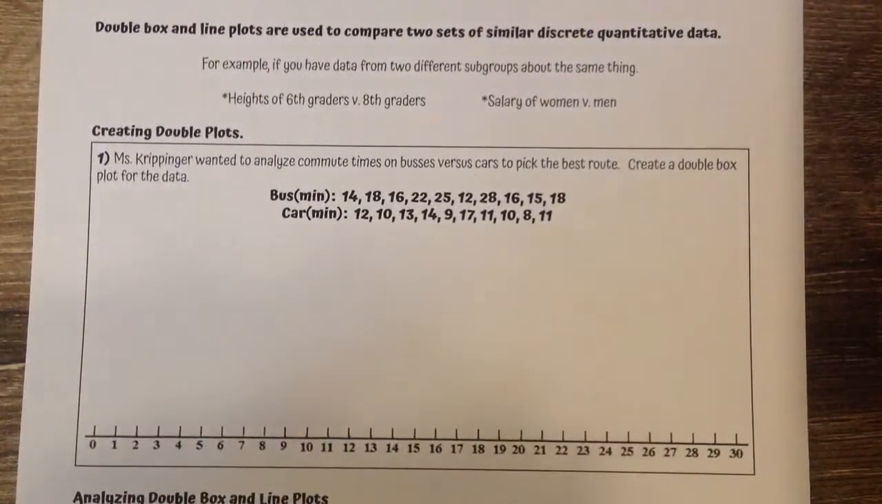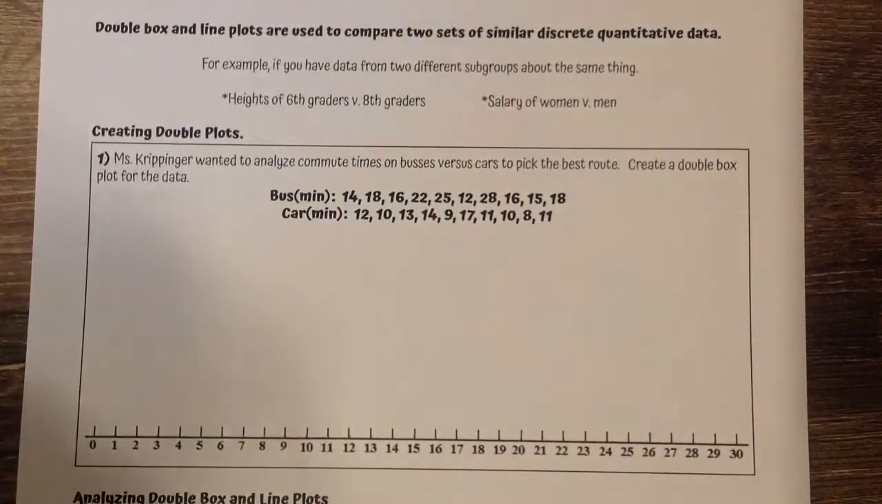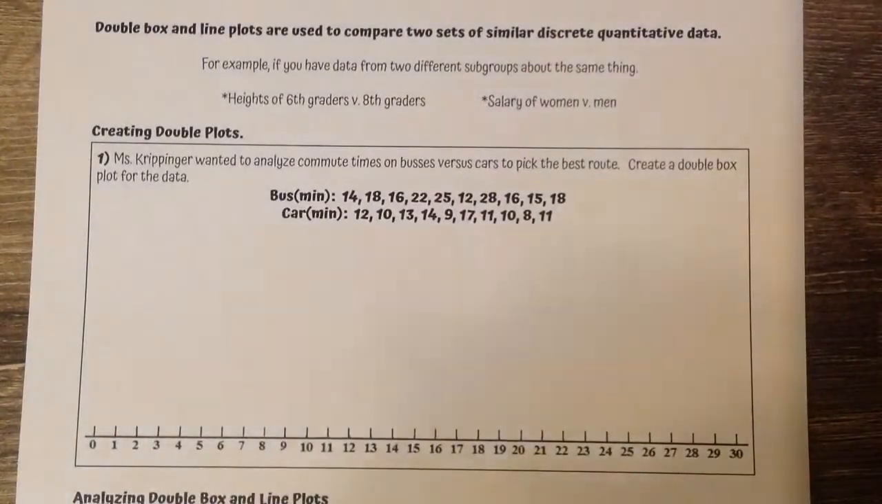So we've already talked about box plots and line plots on their own, but what we're going to focus on for this last lesson of the unit is double box plots and double line plots. We use these to easily compare two sets of similar discrete quantitative data. For example, if you have data from two different subgroups about the same thing, like the heights of 6th graders versus the heights of 8th graders, or the salary of women versus the salary of men. So two different but similar things that we can compare easily on a graph.